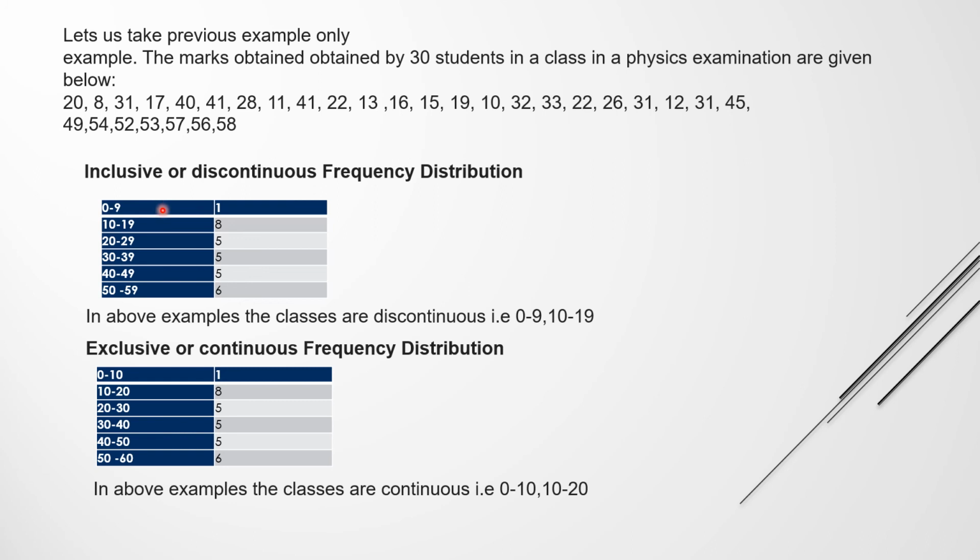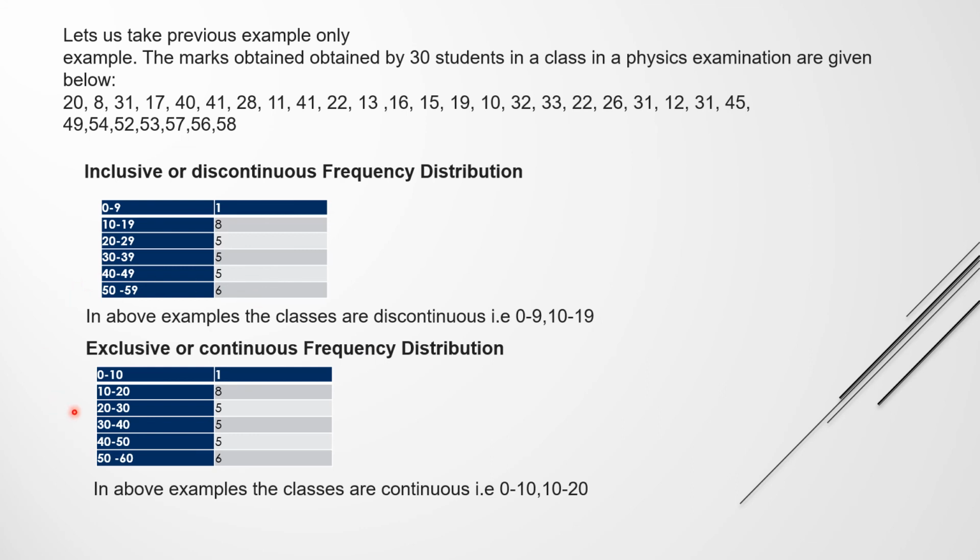Okay. Now, when we are discussing the exclusive distribution, in that case, just have a look at the table. 0 to 10, 10 to 20, 20 to 30. So here, the upper limit of the first class is the lower limit of the second class. So this is known as exclusive or continuous frequency distribution.